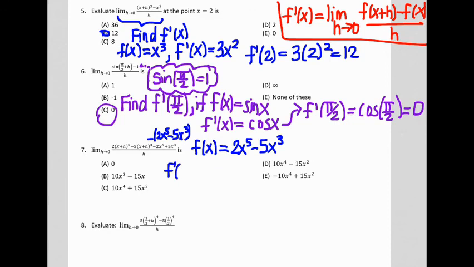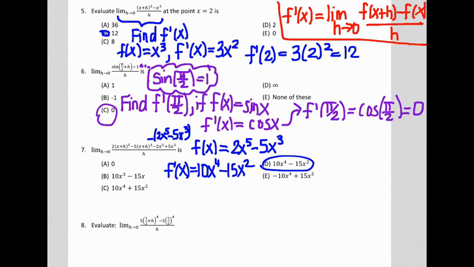I want to say I've got a power rule. Power rule says multiply down the exponent, then subtract 1. Multiply down, subtract 1. Carefully look for your answer. Here it is, choice D.